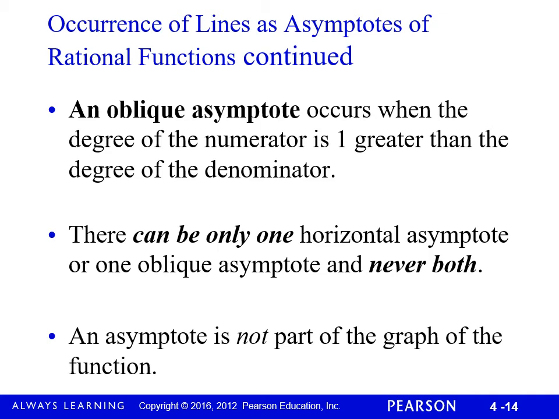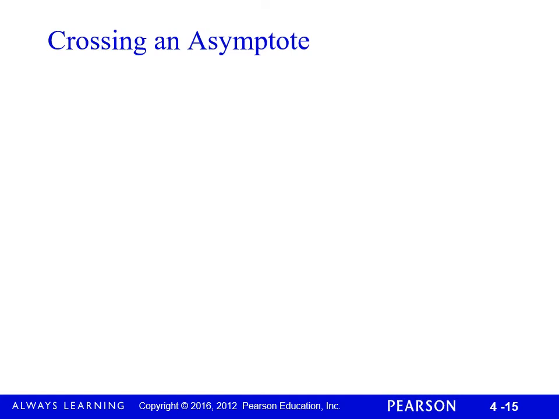An asymptote is really technically not part of the graph. It's really like a boundary line around the graph. You do draw it on the graph paper, but it's telling you a boundary line where the graph usually doesn't cross in most cases, and that's what we're going to talk about now.